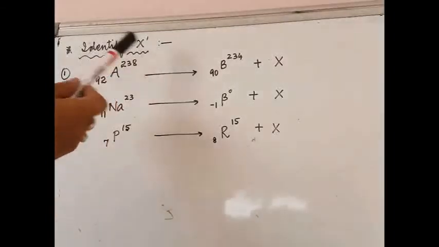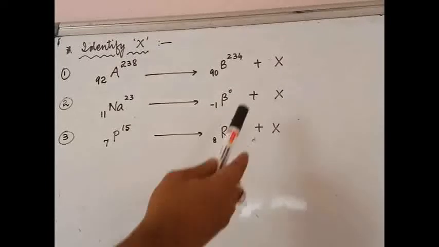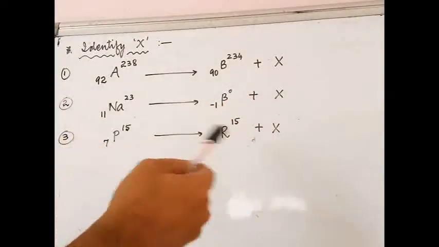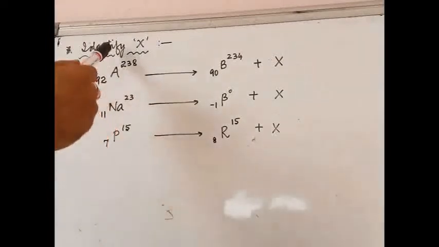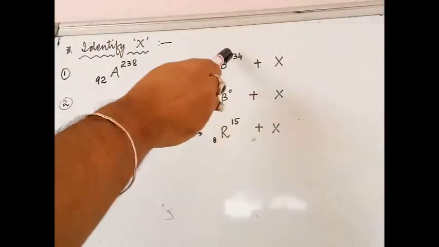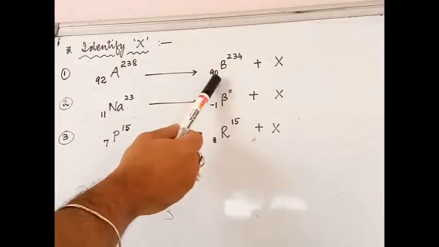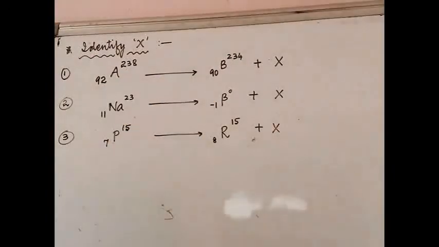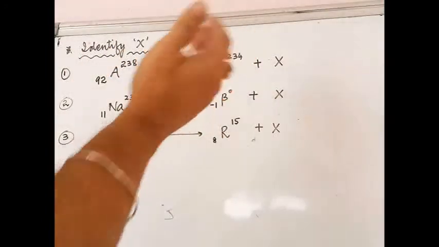So in these reactions, the question is to identify this X. These are 3 separate reactions. You have to identify, this side being the parent nuclei and these the daughter nuclei, in the separate reactions. So you see 92A238 is giving you 90B234 plus the emission of something which has been called X. So we have to identify this X.